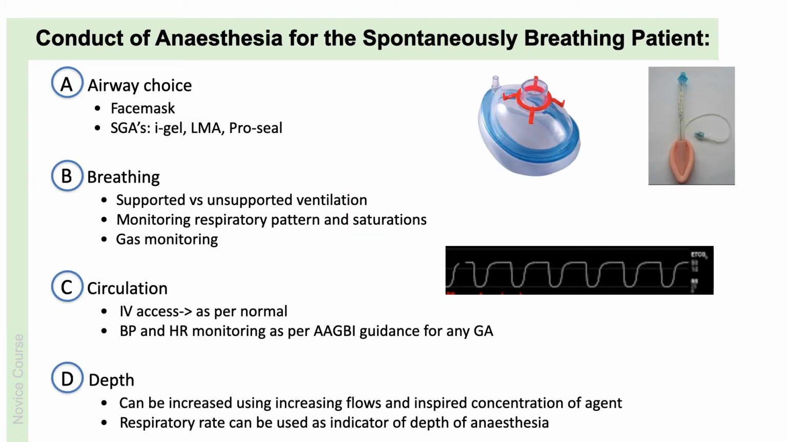Moving on to how we actually conduct anaesthesia for a patient who's breathing spontaneously, we've broken this down into an A, B, C, D structure to try and make this simpler. Airway choice is very important, and a spontaneously breathing patient can be allowed to breathe through a face mask or any of the supraglottic airway devices that we commonly use. We previously discussed why it would be ill-advised to allow a patient to breathe for a prolonged period of time through an endotracheal tube.